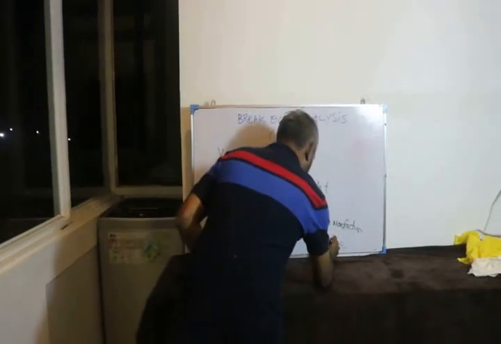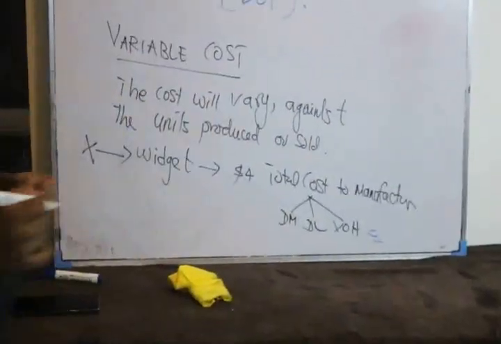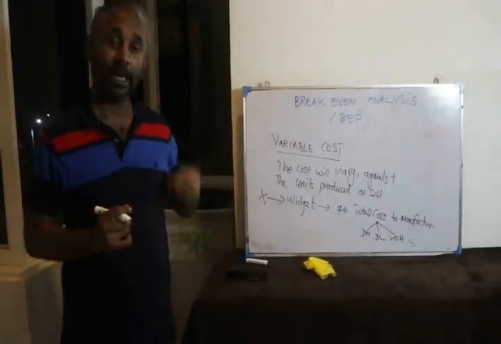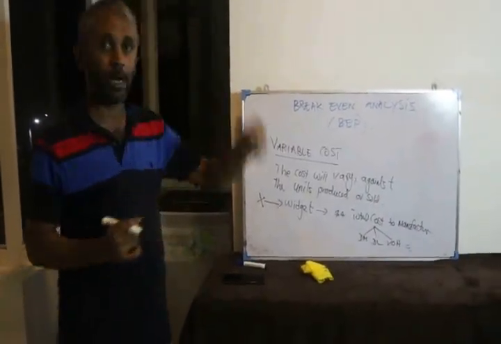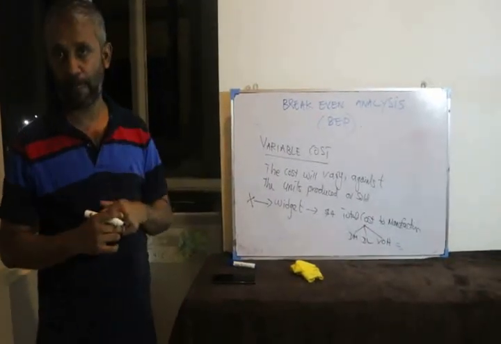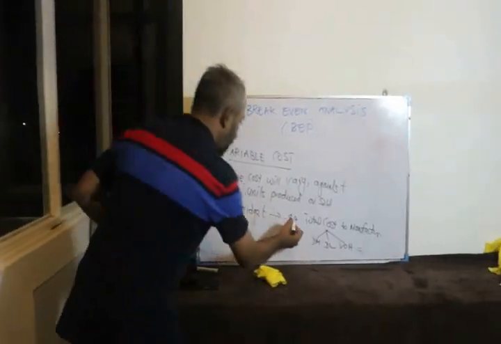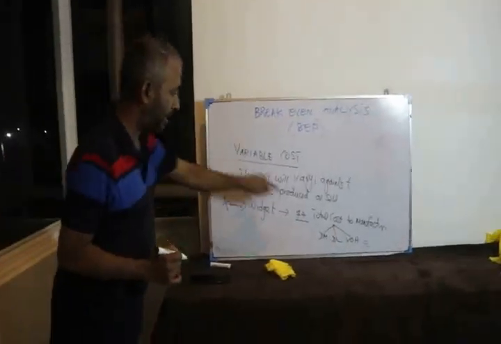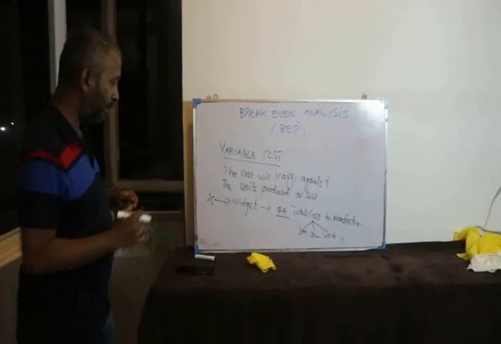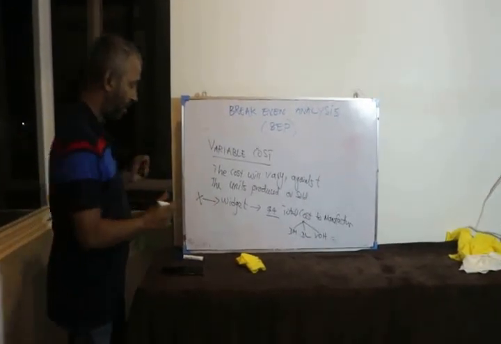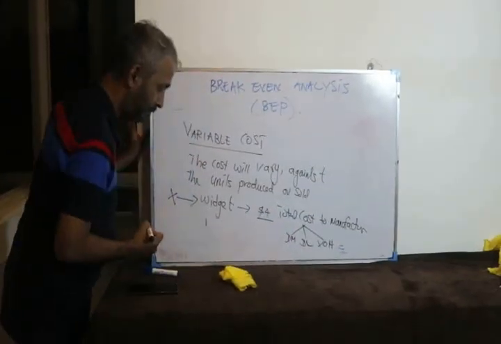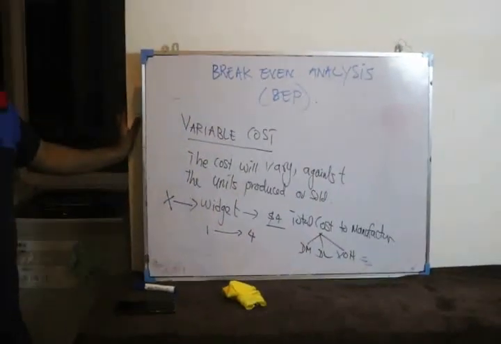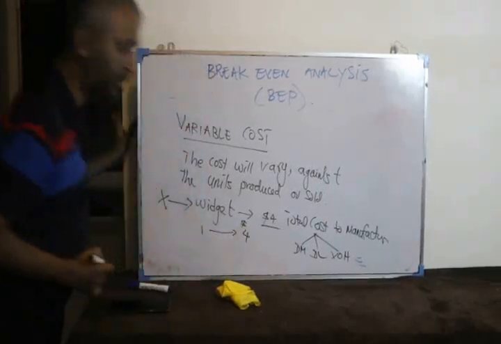And we also have something called variable overheads, meaning the overheads that will vary against every single production of this widget. So, however, we say that the total cost to produce one widget is $4. Let me make out a small table. One unit I produce, so the cost I incur is $4. So this is in dollars.